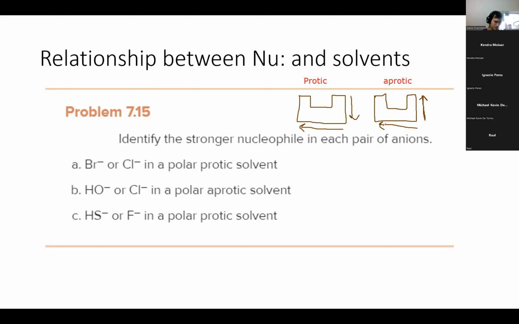Okay. Therefore, sulfur should be better than fluorine. All right, so C is going to be the SH.